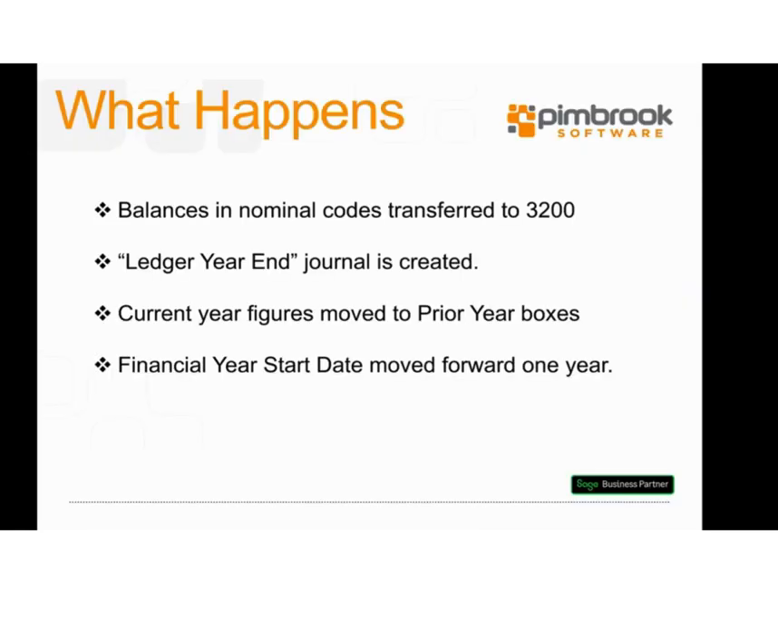So what does this routine do in Sage? When the routine is run, the year-end balances on your profit and loss nominal codes are transferred to the profit and loss nominal code 3200, which is in your balance sheet, your retained earnings. A journal is created in Sage to do this, and you will be able to see this on your transactions list. Current year figures on the product, customer, and supplier records are all transferred to the prior year boxes for prior year comparison reporting.